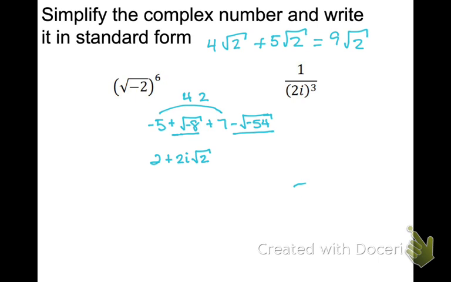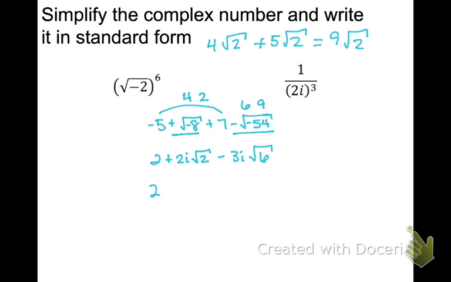Okay, now 54. What is 54? What times what? 6 and 9. So it'd be negative 3i square root of 6. Okay, am I going to be able to combine those two? No. Yeah, it wanted the i outside. I did that wrong. No, this is what it wants. Okay, so 2 is the real part, yes?